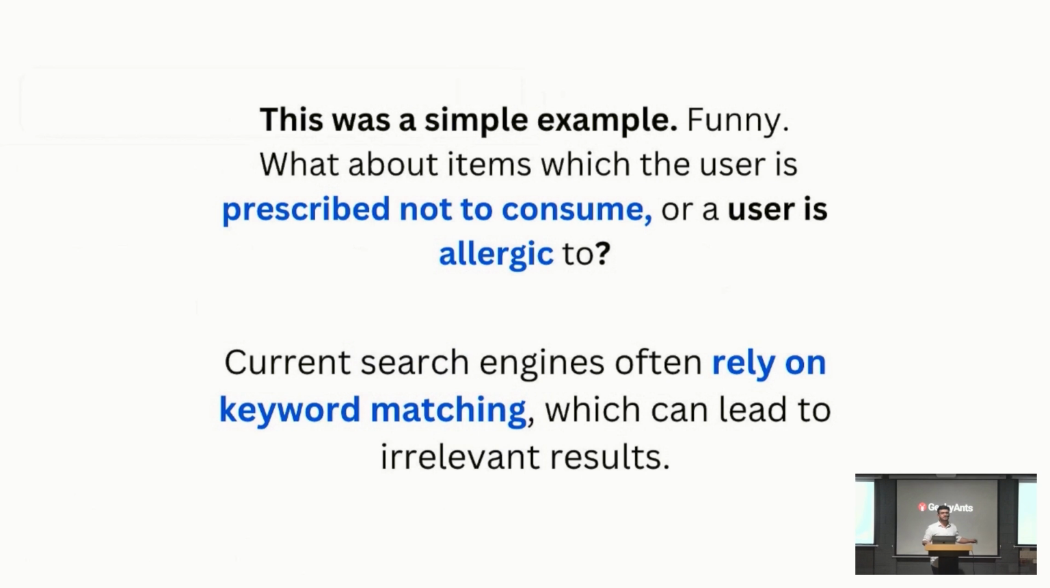This was sugar, so you could identify it's a product which has sugar. What about people who are allergic to something, or something they are not recommended to eat, for example gluten or any other substances? So we know the current search engines rely on keyword searching, which is not very relevant.